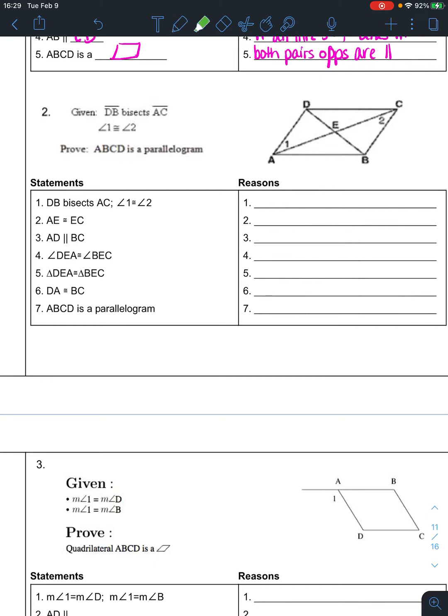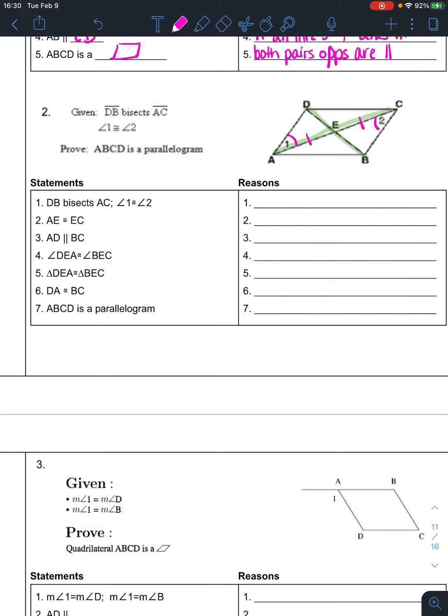DB bisects AC. So here is DB, and it bisects AC. So DB cuts AC in half. So that's what I'm going to mark. I'm going to go ahead and mark that because I know it. And then I've been given also that angle 1 is congruent to angle 2. So I kind of already have a plan for where this is going. I know that that diagonal got bisected. It'd be helpful if the other one could be bisected.